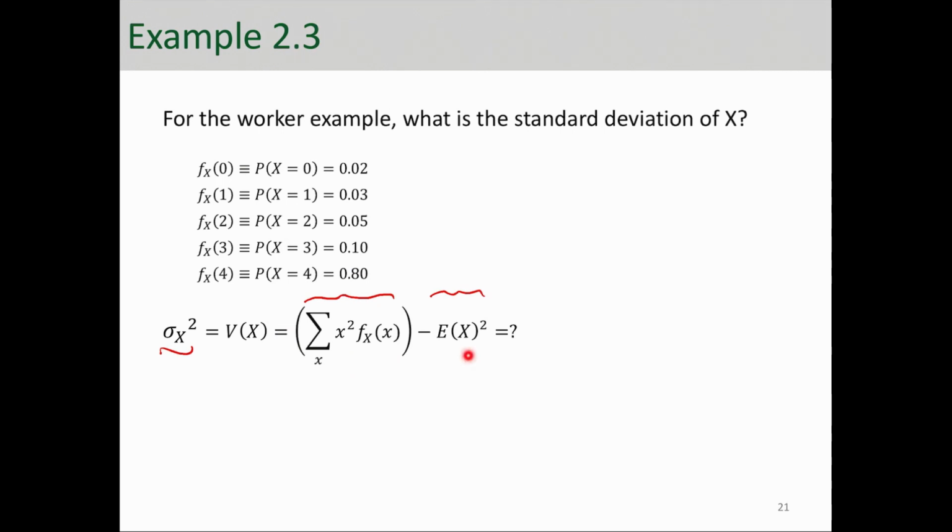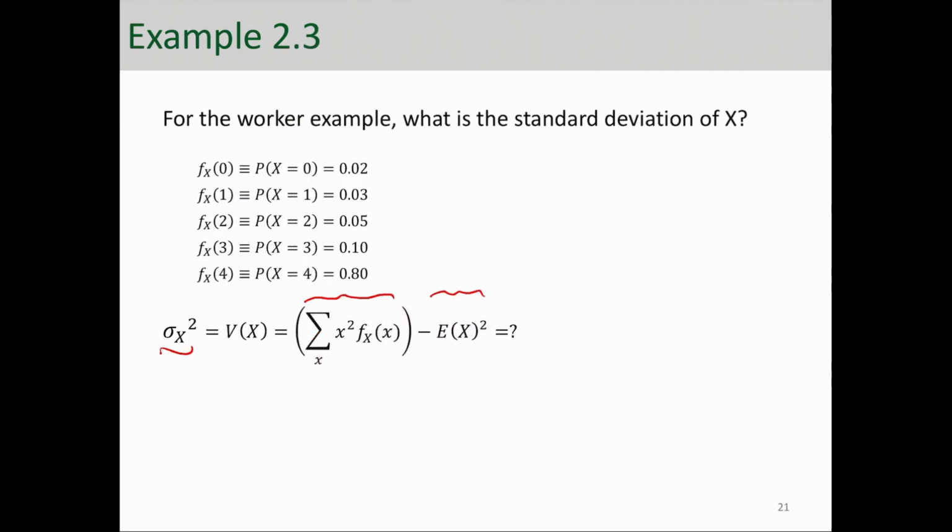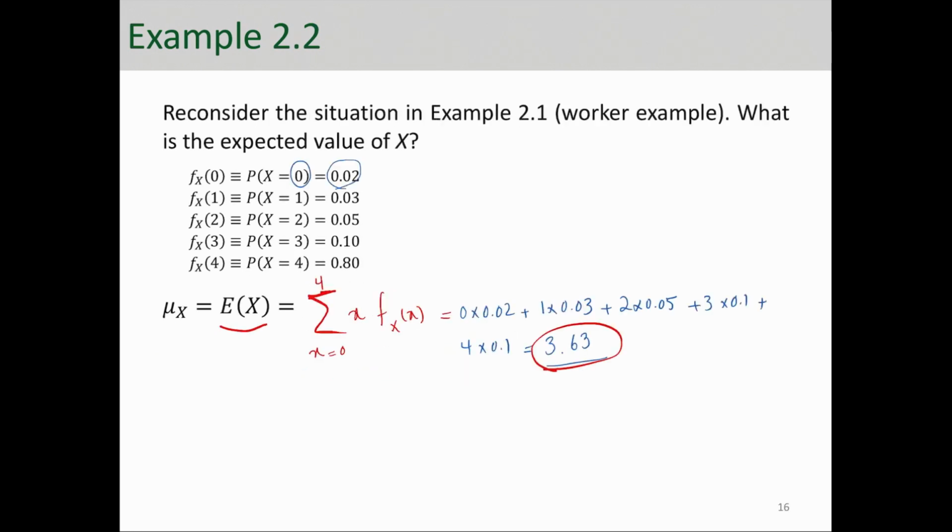Now let's start by calculating the easier part of this, and that is expected value of x, squared. Well, in the previous example, we calculated the expected value of x, and we got 3.63. So what we can say here is that this is 3.63 squared. Well, let me go back to the previous example. Let's imagine that we want to calculate expected value of x squared, and therefore we need to do x squared times f of x. Well, what that means is that I need to square all these x values, right? So the first terms stay the same. It's 0 times 0.02. The second term stays the same, 1 times 0.03.